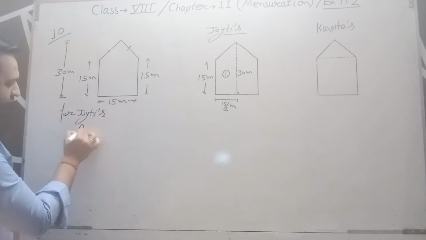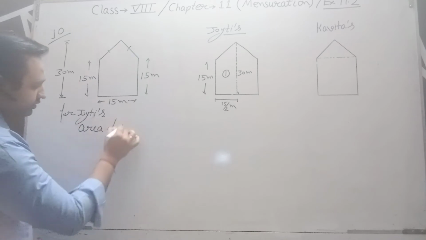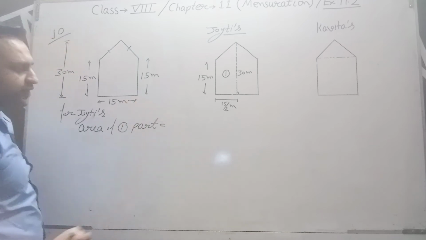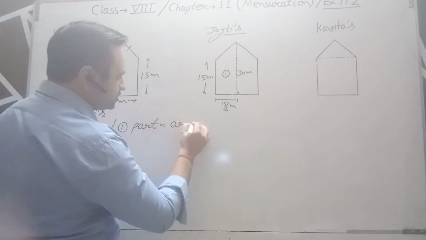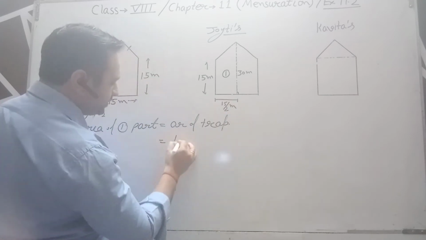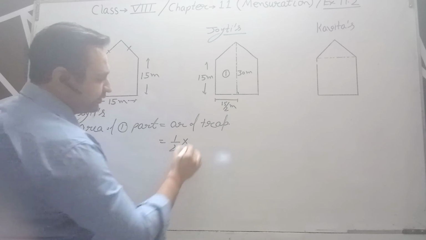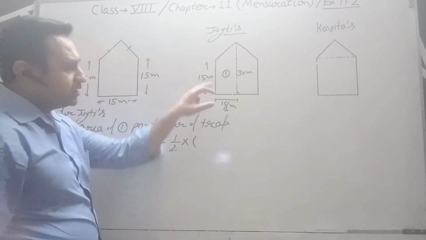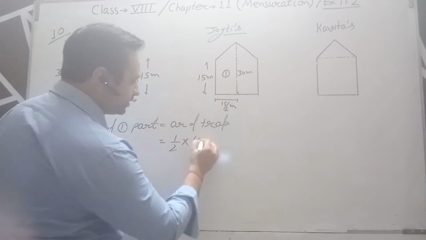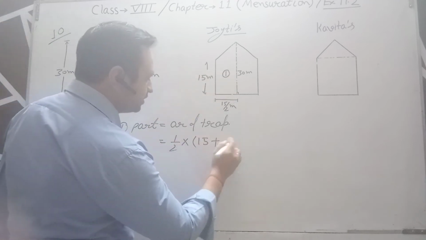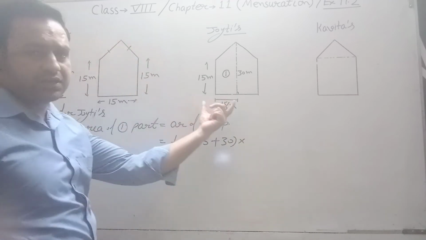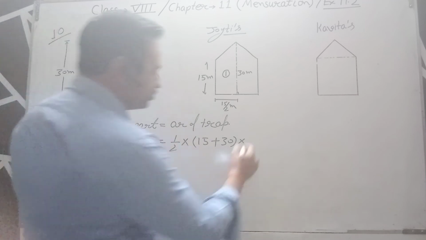So area of first part: it is the shape of a trapezium, so we can use the area of trapezium formula. Area of trapezium is 1 upon 2 multiply sum of parallel sides, and these two sides are called parallel sides. So sum of their 15 plus 30, into height. Height means distance between them, which is 15 upon 2.